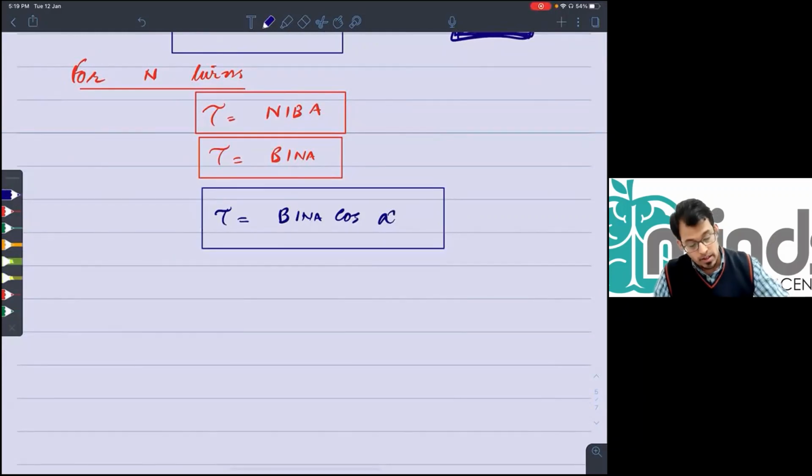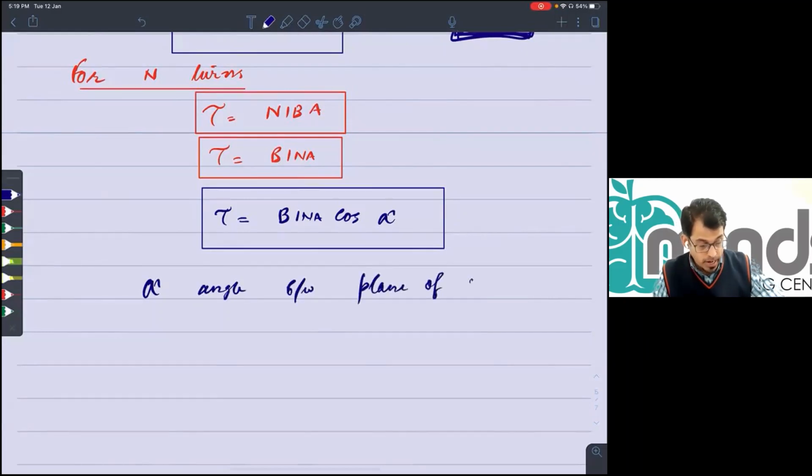What is this alpha? This alpha is the angle between the plane of the coil and the field. What does it mean? Just imagine this is the field and this is the coil. May I know what is the angle between them?